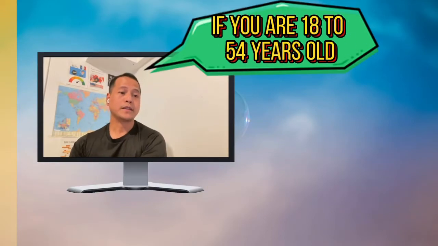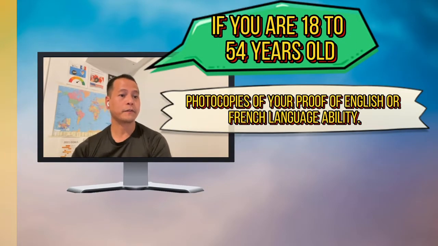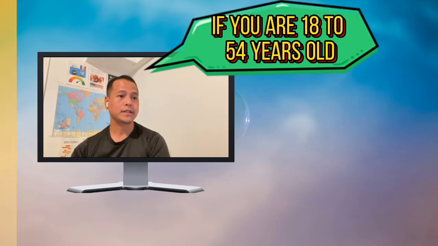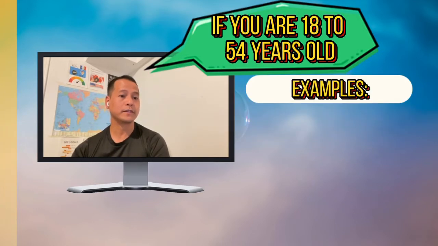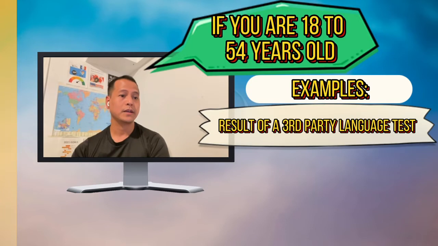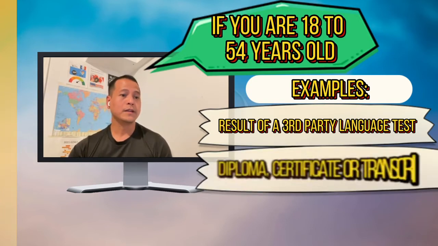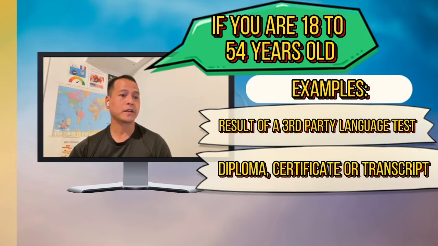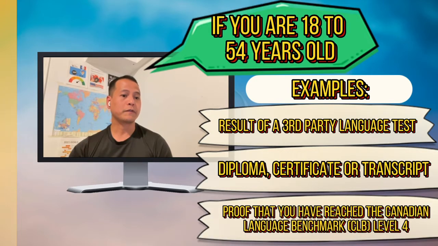If you're 18 to 54 years old, photocopies of your proof of English or French language ability. Examples of the types of language evidence that can be submitted include results of a third-party language test, diploma, certificate, or transcripts from a secondary or post-secondary education program in Canada or abroad, proof that you have reached a Canadian language benchmark CLB Level 4 or higher through a government-funded language training program.